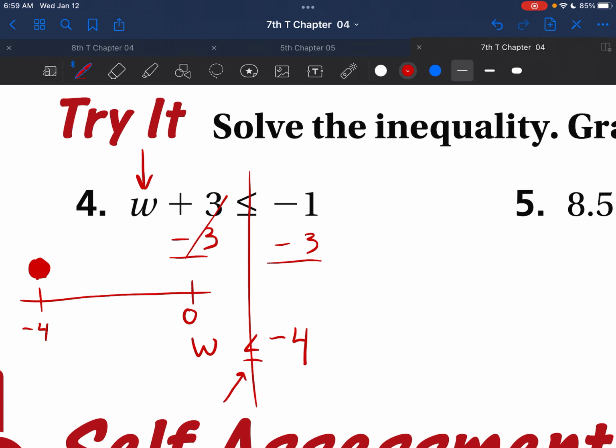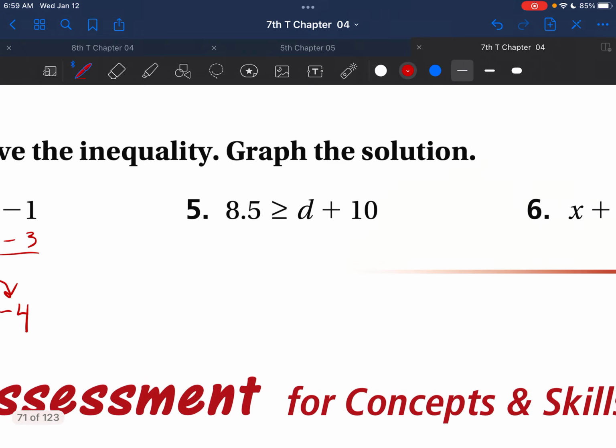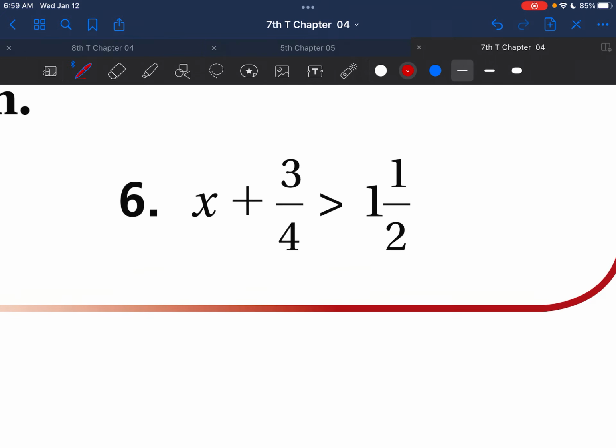All right. And now let's ask ourselves, give me some numbers that would be smaller than negative 4. Negative 5 is smaller than negative 4. Negative 6, negative 7, negative 8. Those would be on that side. All right, let's do another one. Let's do this one with a fraction, because this one seems to be a little bit more difficult.